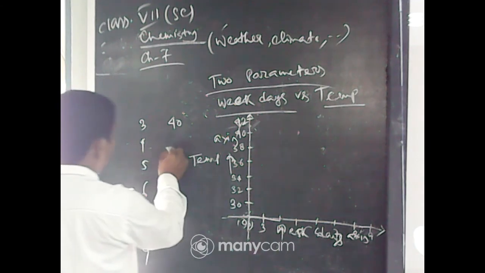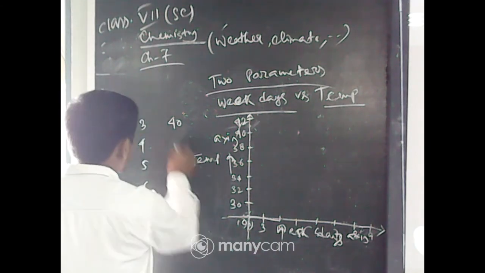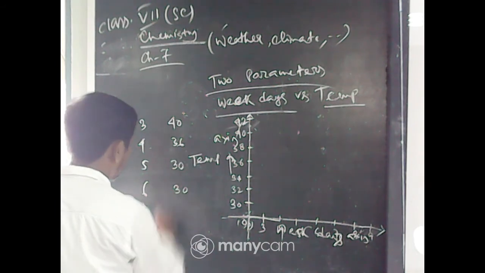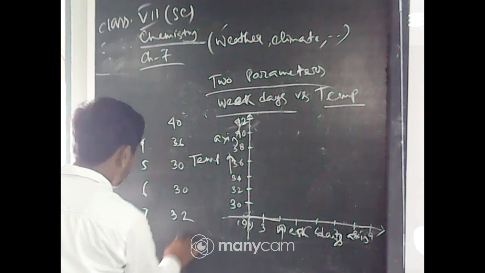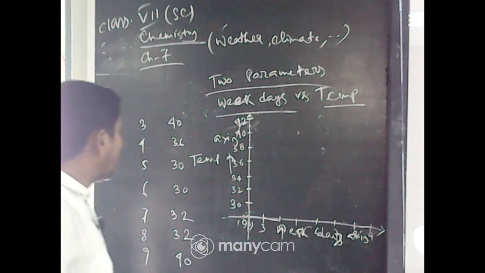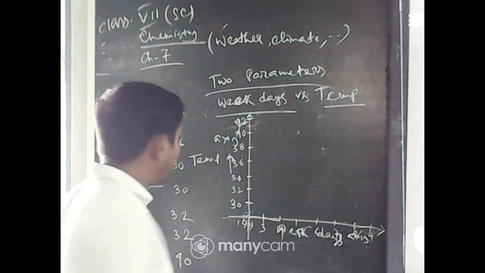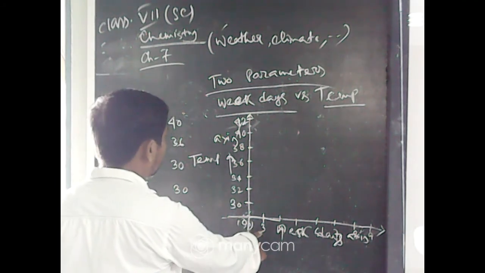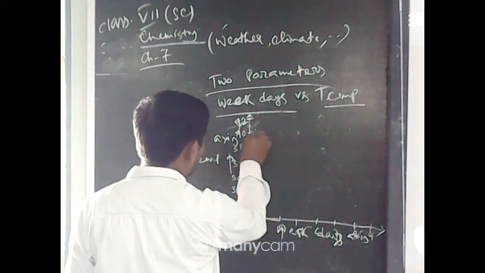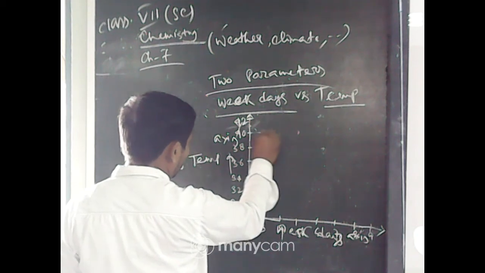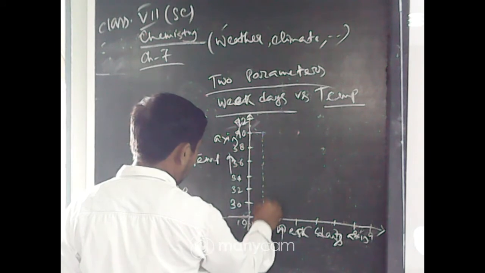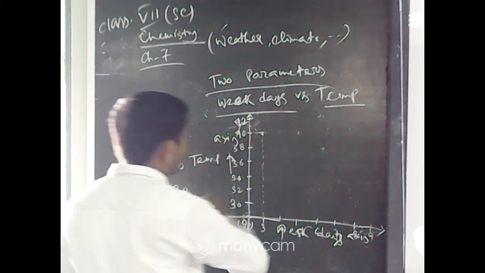On date 4 it is about 36, on 5 it is 30, on 6 it is 30, on 7 it is 32, on 8 it is 32 and on 9 it is again 40. Now I have to put the data. On date 3 it is 40. Make a point for that, drawing a horizontal line and also a vertical line to that point. This should be the exact point.